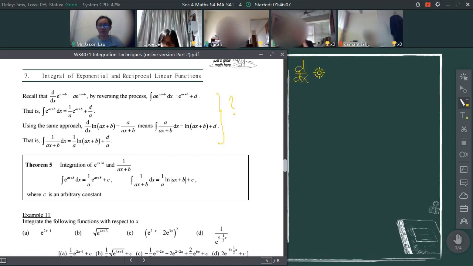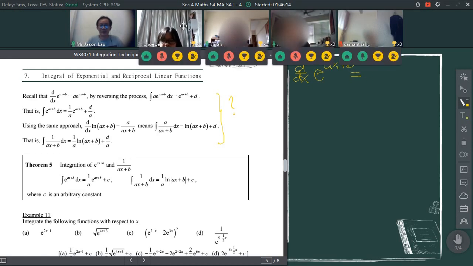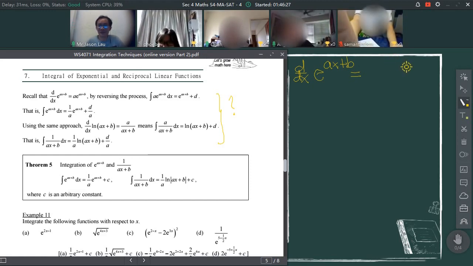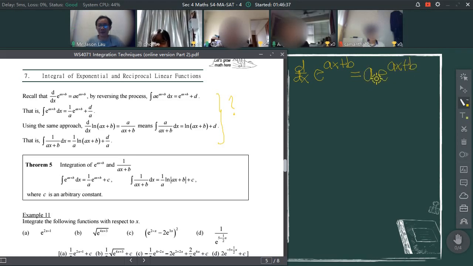When you differentiate e to the power ax plus b, what do you get? Okay, Phoebe, what do you get? Don't ask Phoebe, she's eating. Sarah? It is you copy the same thing but then times a. Correct. Well said. Very important, remember what she said: copy the same thing, then times a. So this is your simple exponential differentiation.